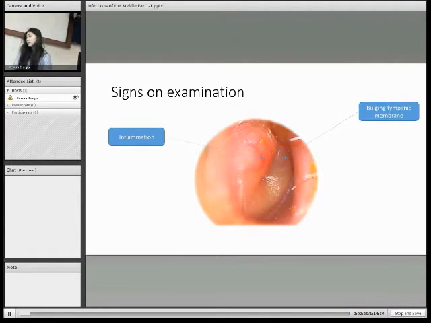So signs on examination, you can see that the tympanic membrane is inflamed and is bulging outwards. In some cases where the eustachian tube is blocked, the eardrum may be retracted completely because the atmospheric pressure is higher than that of the pressure within the middle ear. And this is due to the movement of air from the middle ear into the surrounding air cells.